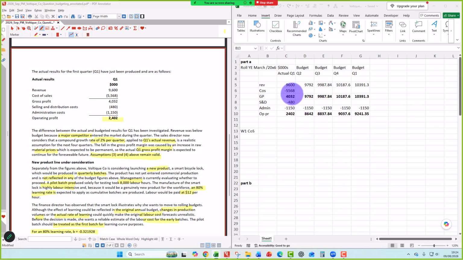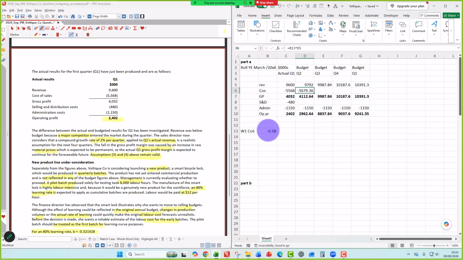So the cost of sales in the actuals is 5568 over 9,600. So I'm just going to do that one divided by that one. So this tells me my cost of sales is 58% of revenue. So now I can do the cost of sales as 58% multiplied by the revenue. So that's worked it out for this quarter.